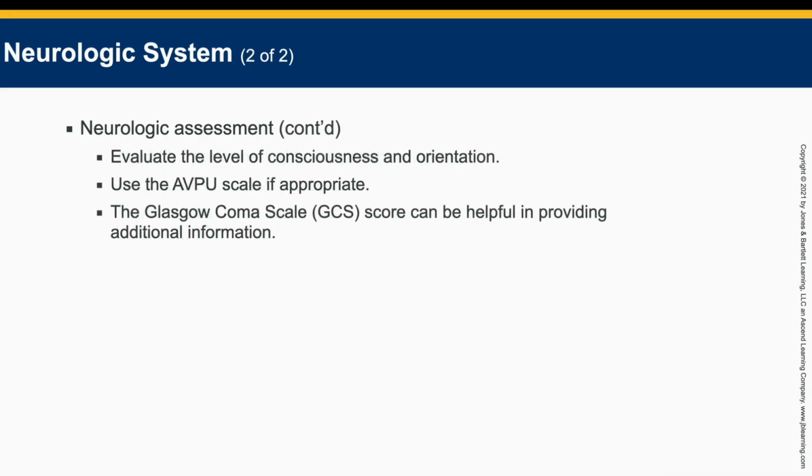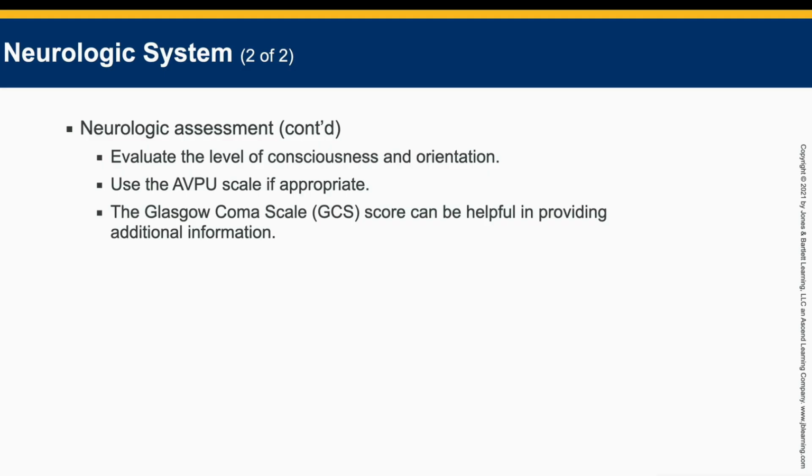This slide continues the discussion with the neurologic assessment. One of the most important things that we evaluate is the patient's level of consciousness and orientation. A quick and commonly used tool for this is the AVPU scale, which stands for alert, responsive to verbal stimuli, responsive to pain, and unresponsive. This scale allows us to rapidly assess their responsiveness during a primary or a secondary assessment.